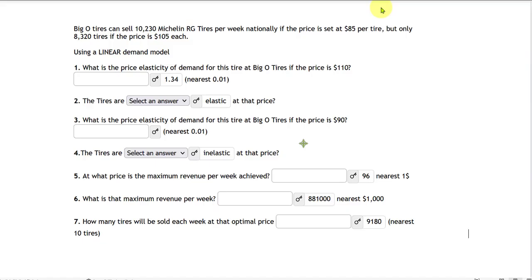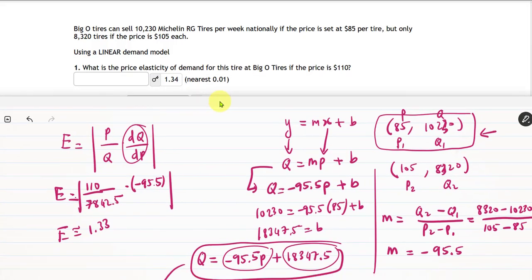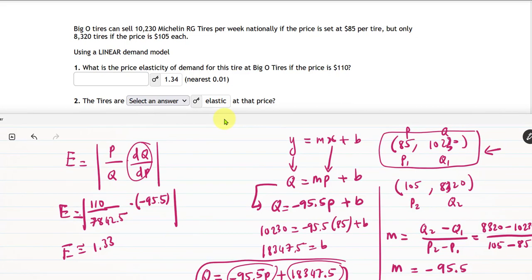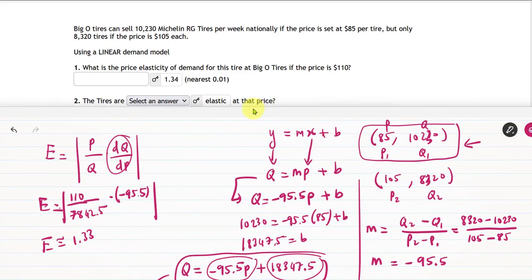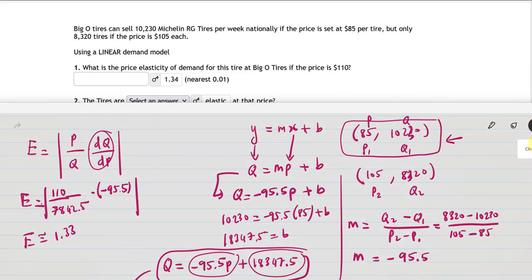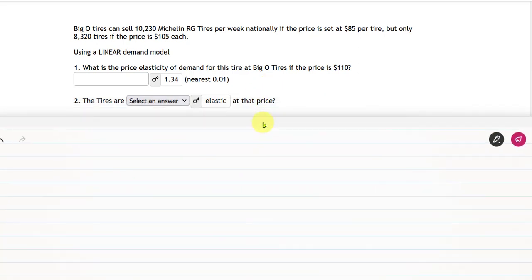Let's check the answer here. Yeah, it's around that. And the elasticity of demand, in this case 1.34, is bigger than 1, so that is elastic. So the tires are elastic at this price. Elastic means if you increase the price a little bit, then the demand will go down and you don't gain more money.